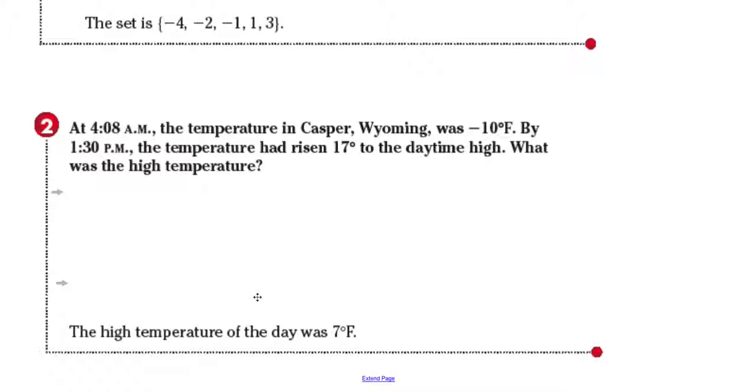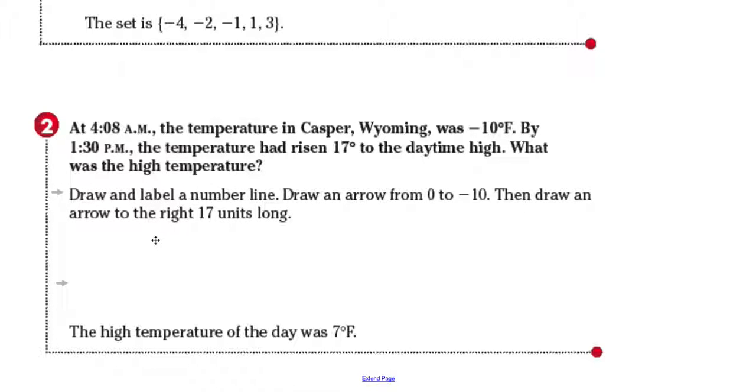At 4:08 a.m., the temperature in Casper, Wyoming was -10 degrees Fahrenheit. By 1:30 p.m., the temperature had risen 17 degrees to the daytime high. What was the high temperature? Okay, so first, let's draw and label a number line. Draw an arrow from 0 to -10, then draw an arrow to the right, 17 units long. Why -10? Because at 4:08 it was -10 degrees.